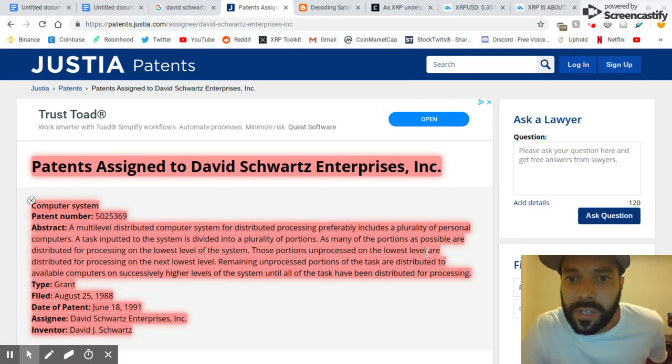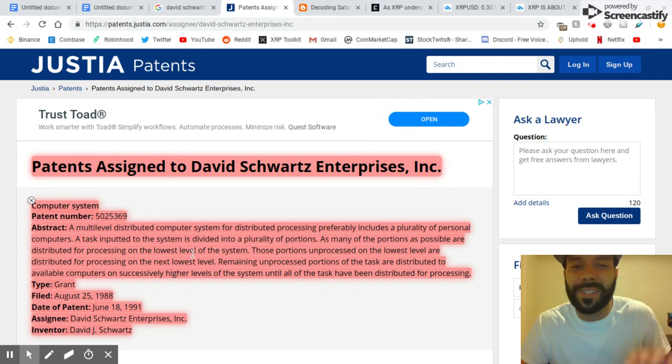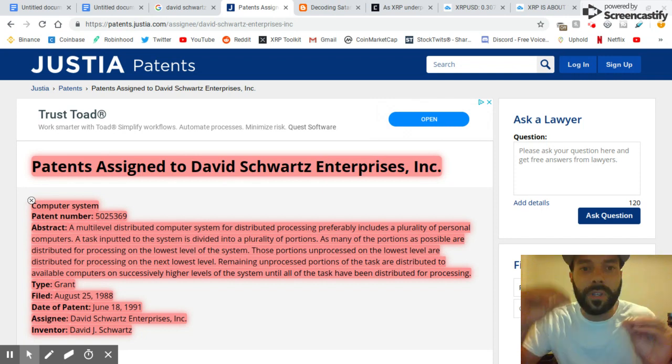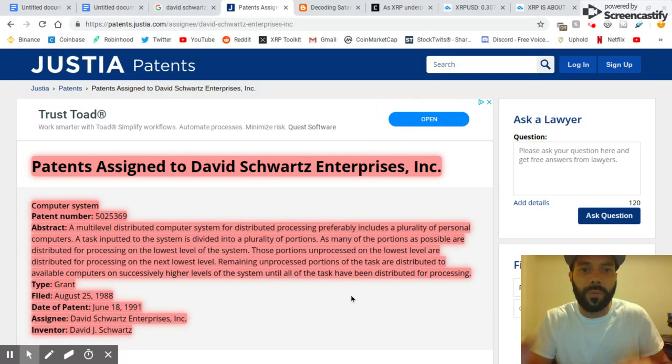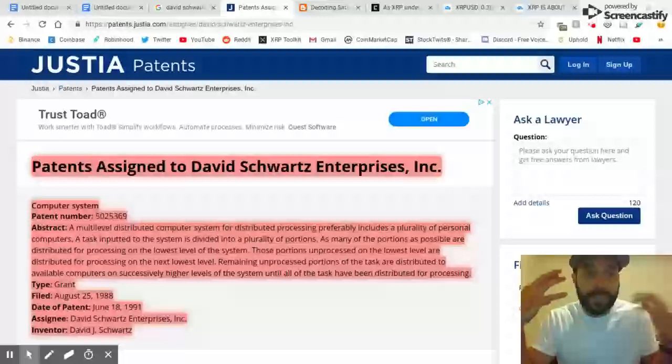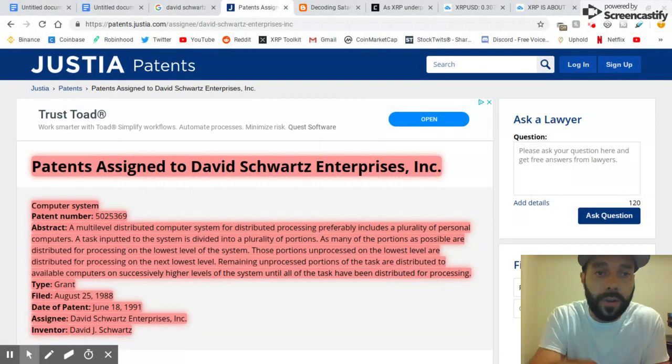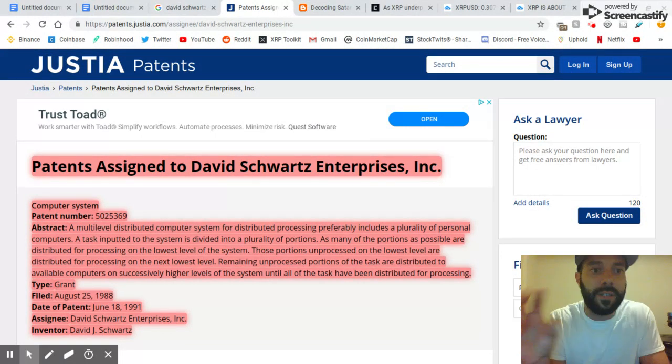As many of the portions as possible are distributed for processing on the lowest level. It's not exactly blockchain, but this is the beginning of what blockchain is. Those portions unprocessed on the lowest level are distributed for processing on the next lowest level, and remaining unprocessed portions of the task. So this is the beginning of this. You can see his mindset. Okay, he filed it. The patent wasn't granted until 1991, but he did file it in '88.